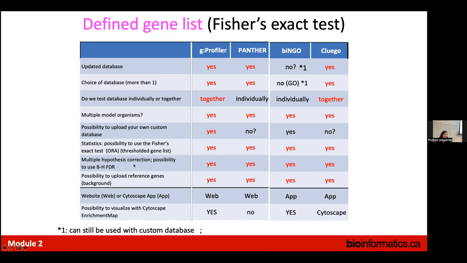For sure, they correct for multiple hypothesis testing. There is also the possibility to upload your own custom background. You remember for the single cell proteomics, we said that maybe the full genome is not the adequate background. So we could copy and paste the list of proteins that were detected at least once in the cells to reduce the background. So it's also possible. GProfiler is a web app, there is also an R package, and for sure, it's possible to connect it with Cytoscape EnrichmentMap.